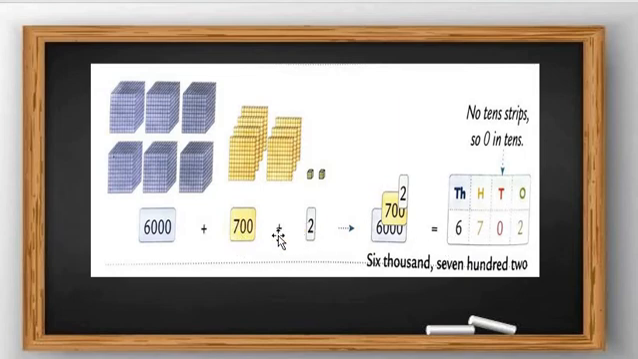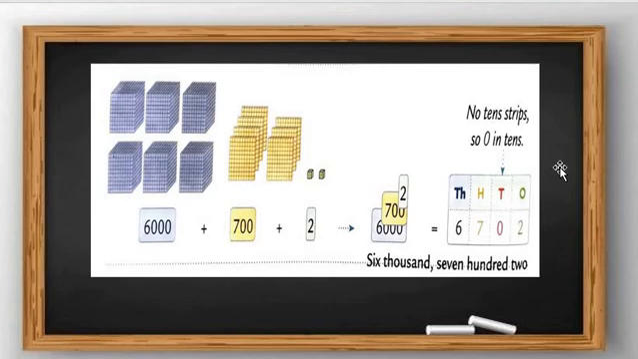Then after 700, we put a 7 as it is here. Then after that, the 10 place. In the 10 place, there are no 10 strips, so 0 in the 10 place. So what to do that time? That time we put the 0, all students.